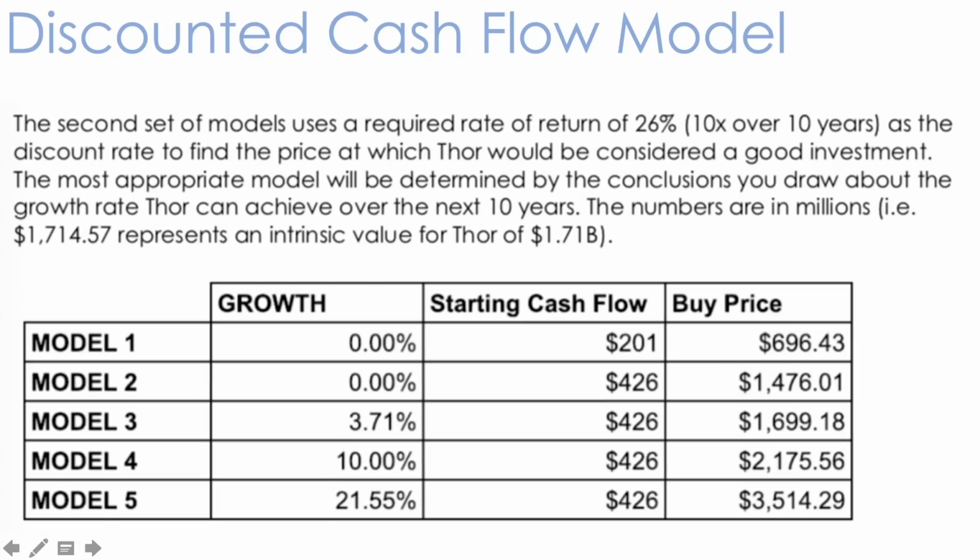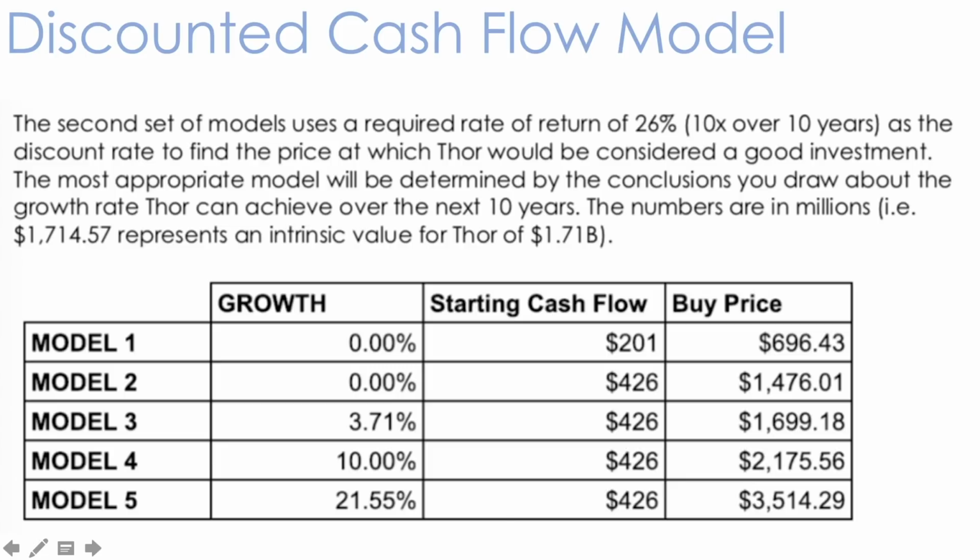So then what we can do is remodel these, but instead use a discount rate of 26%, which is 10 times our money over 10 years. And we can use that to calculate how much we would be willing to pay in order to make 10 times our money over the next 10 years. So the models are entirely the same, but instead of giving us intrinsic value, we now get a buy price.